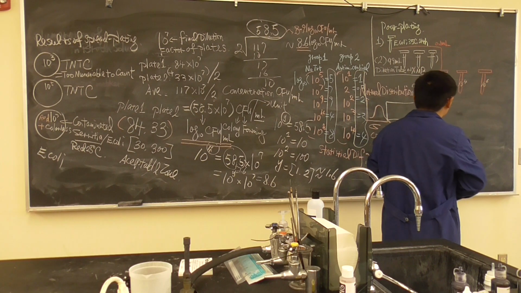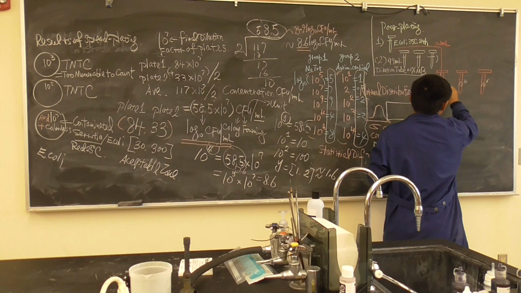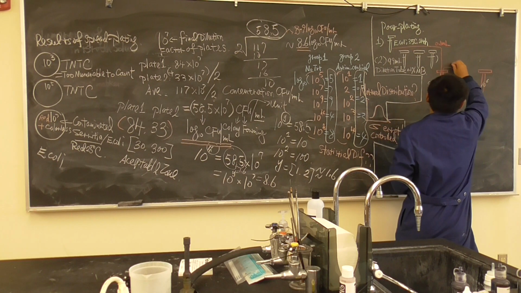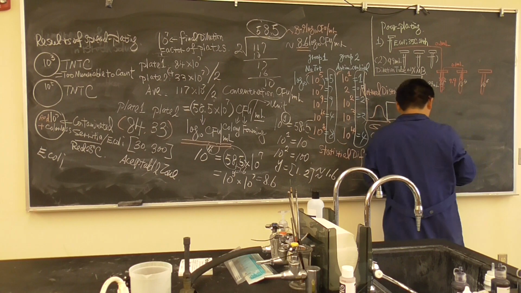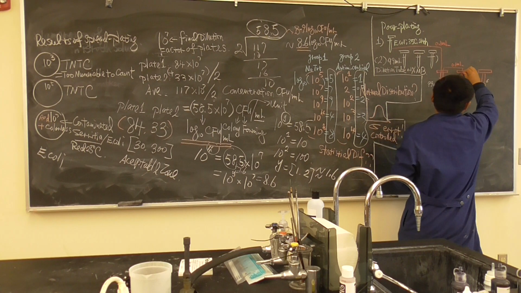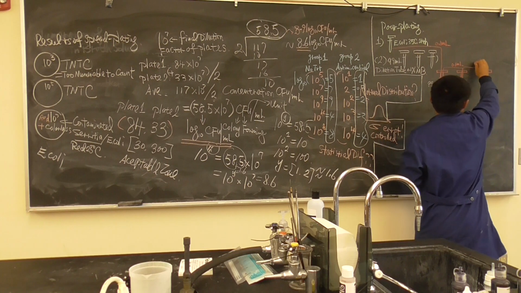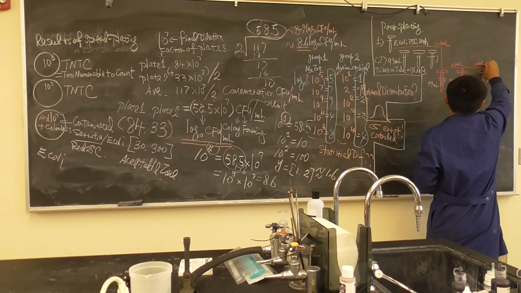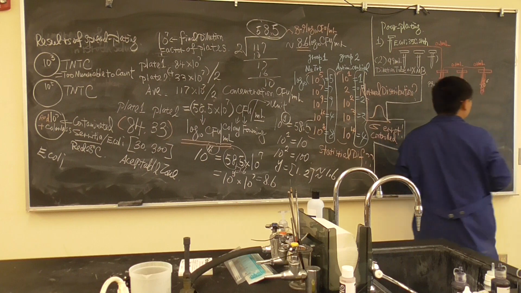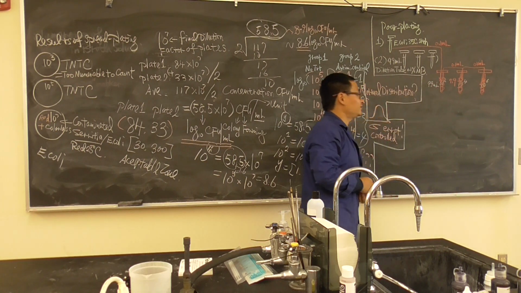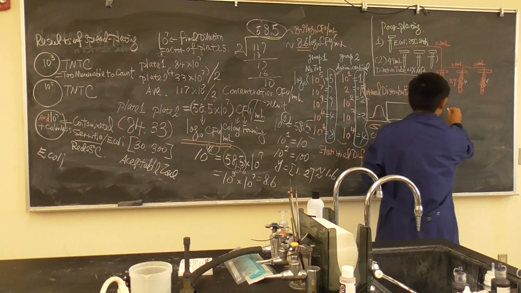Then the first one you mix very well. You will add 0.1 ml and go to the second one, and then you mix very well. And the last one, you go here with 0.1 ml. Same thing like you did for the spread plate. Okay, at this stage you stop.